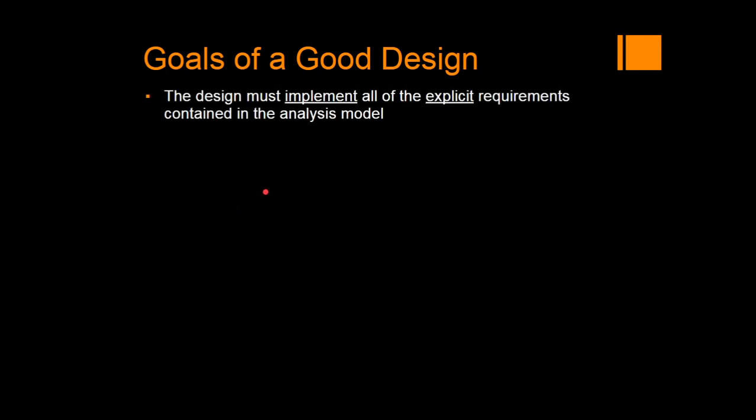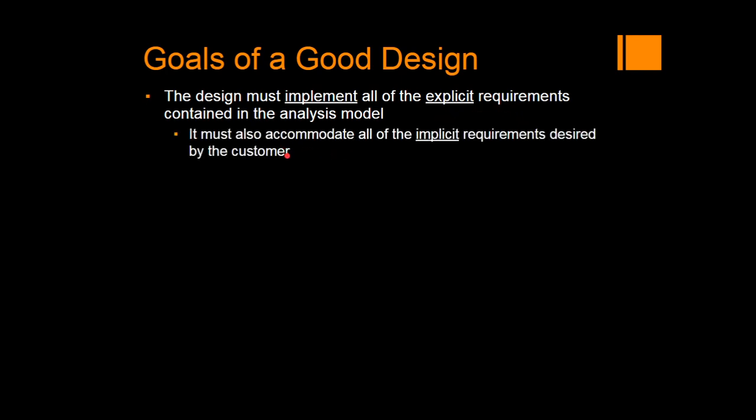Now, what are the goals of the good design? The design must implement all of the explicit requirements contained in the analysis model. It must also accommodate all of the implicit requirements desired by the customer. So even though the design gives all the explicit requirements that is asked by the customer, other than that, the system should also be able to provide some implicit requirements which even the customer may not have mentioned.